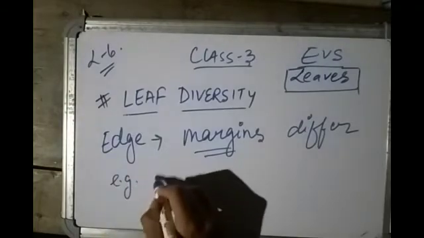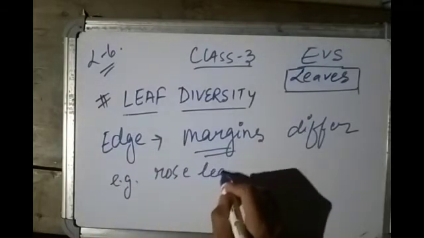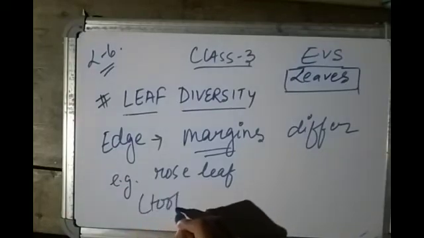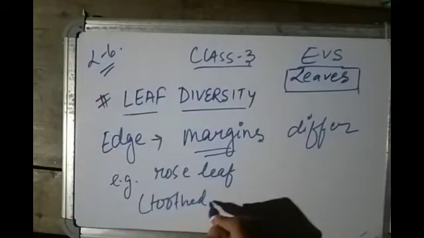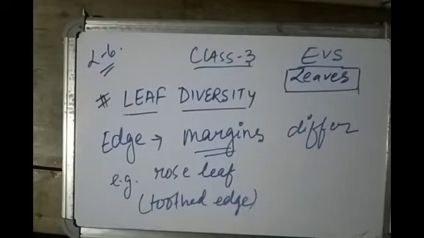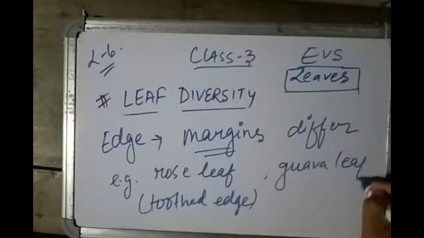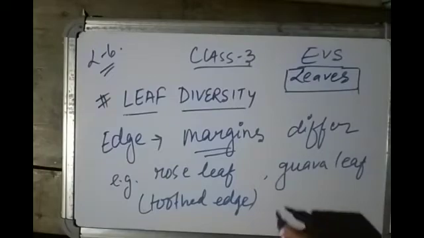So let's take an example. Rose leaf has a tooth edge. Then guava leaf is also taken as an example. Guava leaf has a smooth edge.